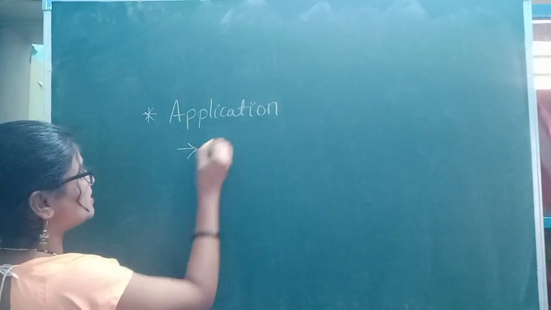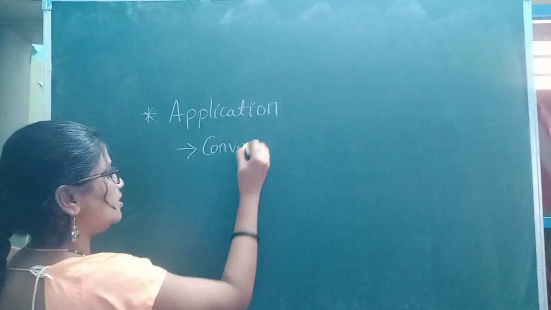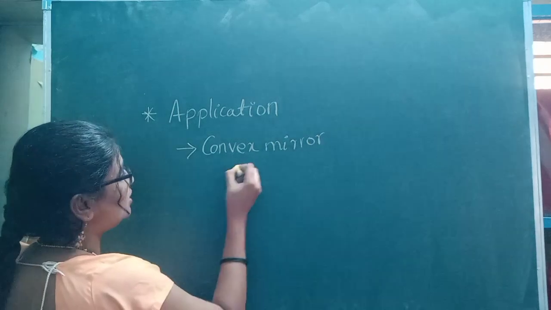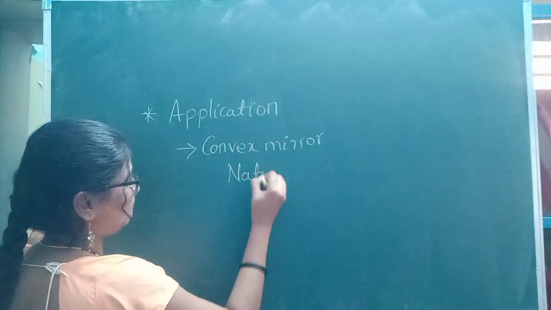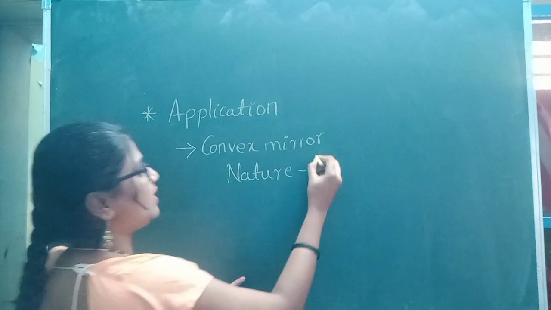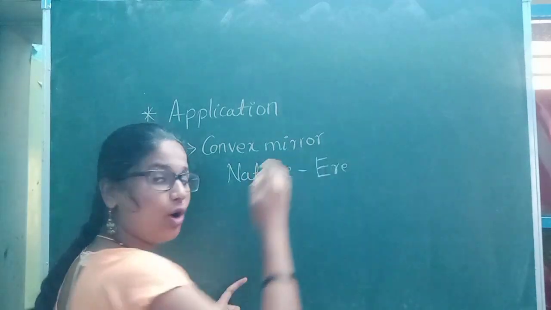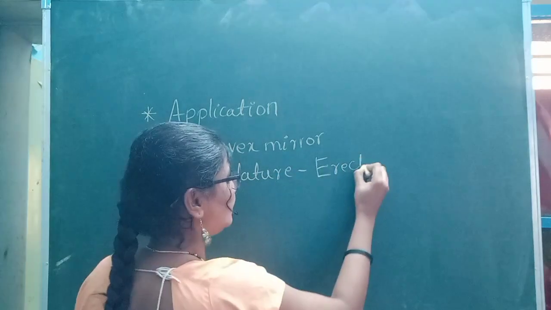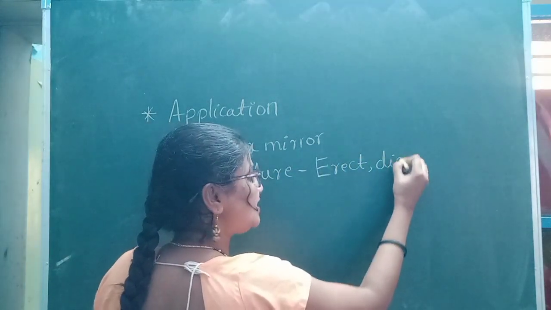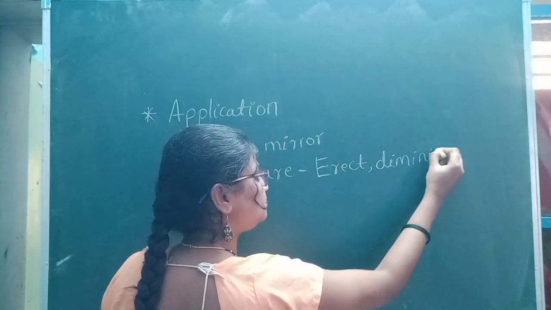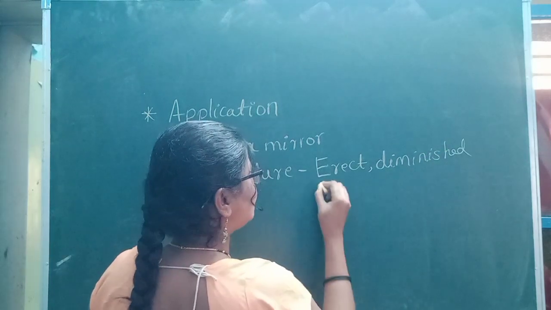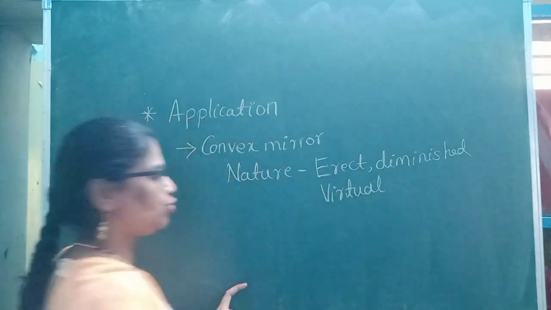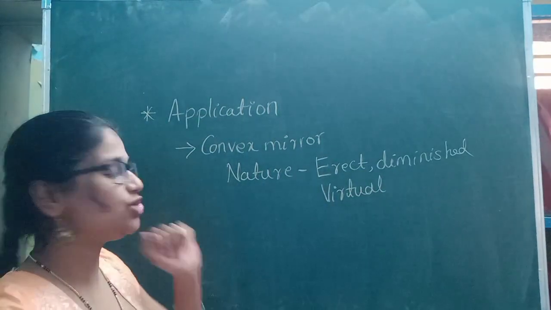the first one is a convex mirror. So in the convex mirror, what will be the nature of an image? The nature of the image is, it will be erect. If the object is upright, the image will also be upright, erect. It is diminished, meaning it appears small. And it is virtual. It is not obtained on a screen, usually, right? This is the nature of the image.